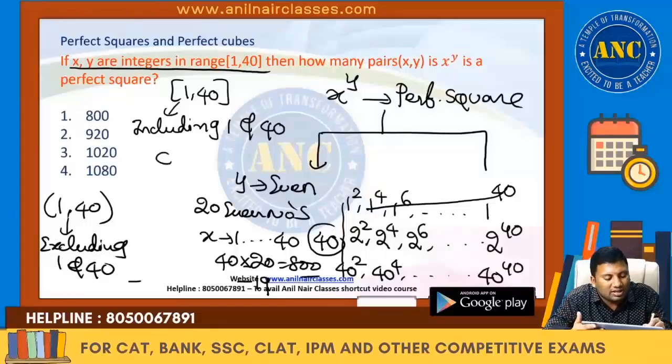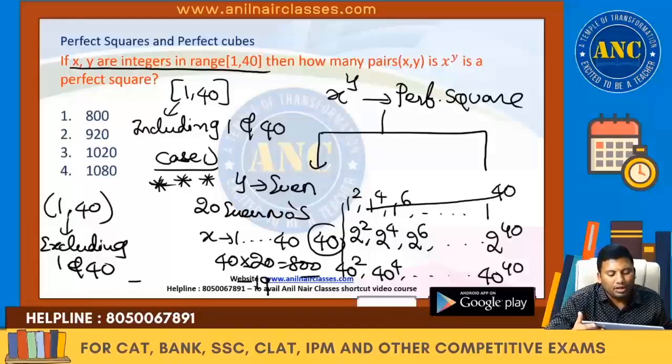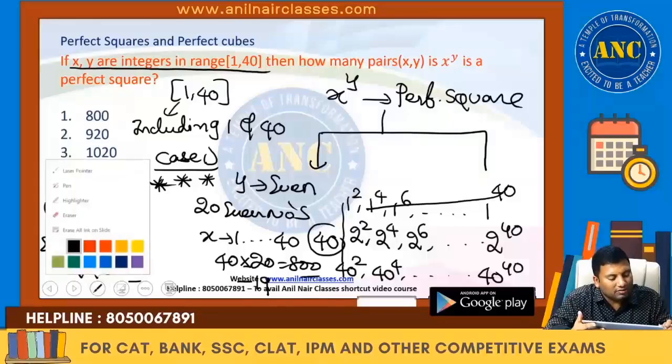What is this case 1? Case 1: x to the power y is a perfect square when y is an even number and x could be any number. Perfect square means the power should be an even number. Case 1 is clear. Case 2. One more case I will get.